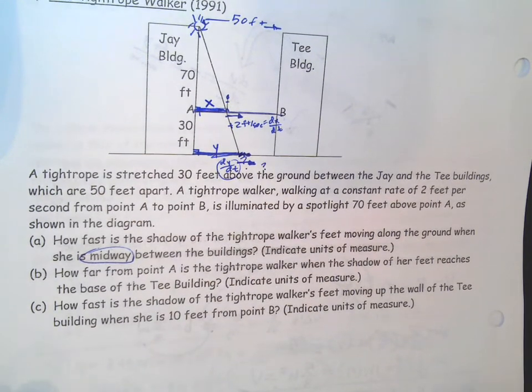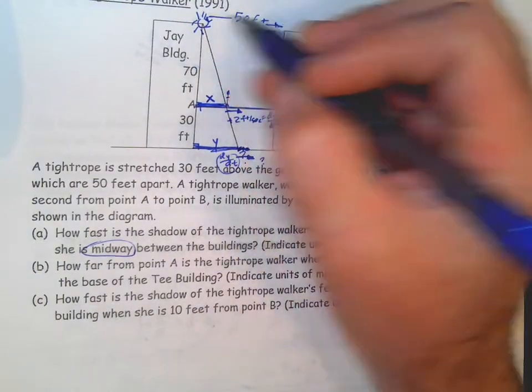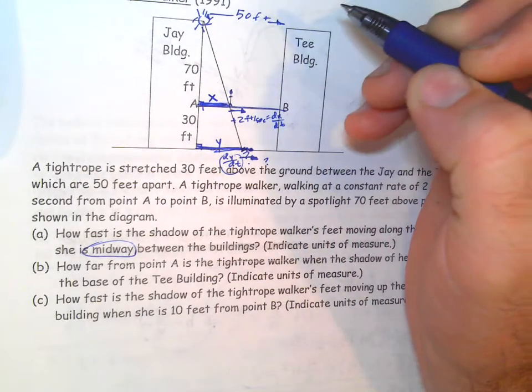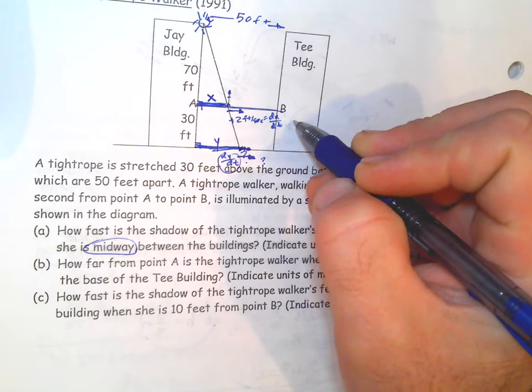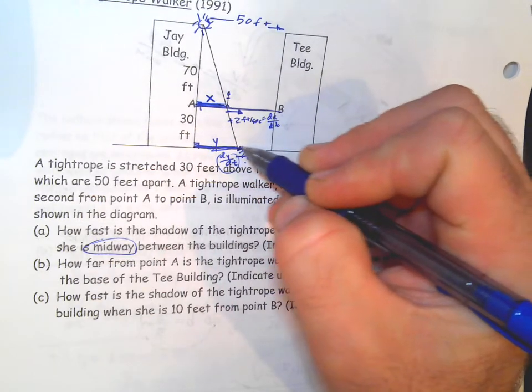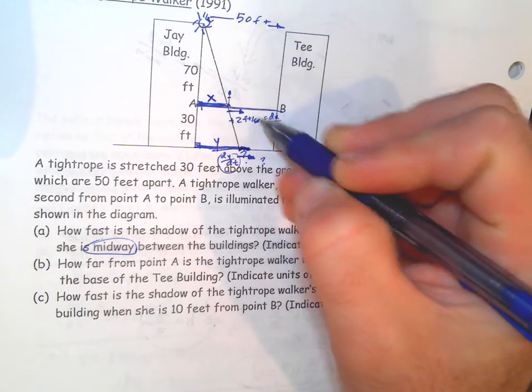So I had a bunch of stuff and said, okay, this is the light, 50 feet apart, a bunch of the other measurements already on there. This is a tightrope walker. They're walking from A to B. And then they have a shadow down here, right? And they're walking at 2 feet per second.